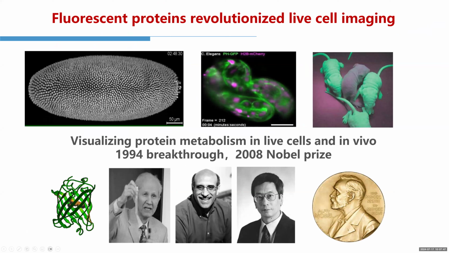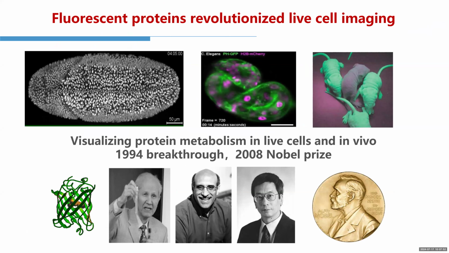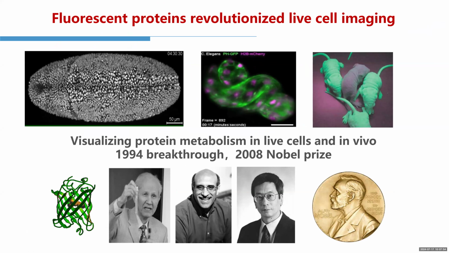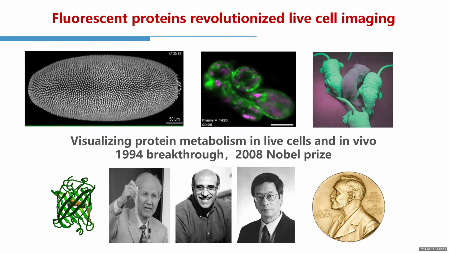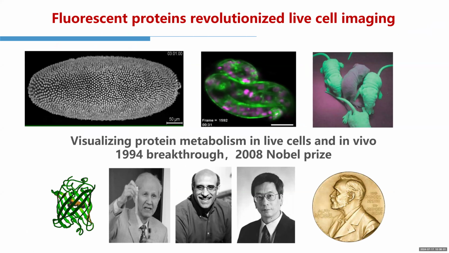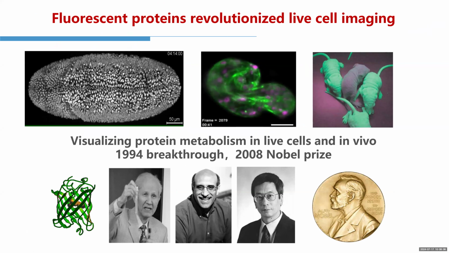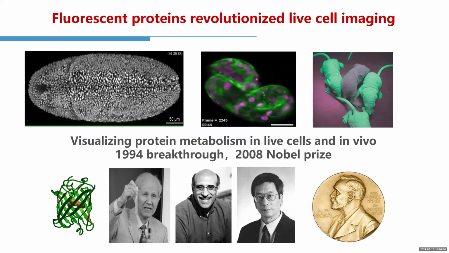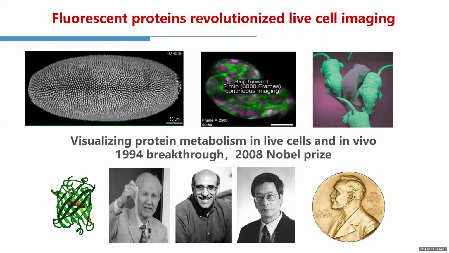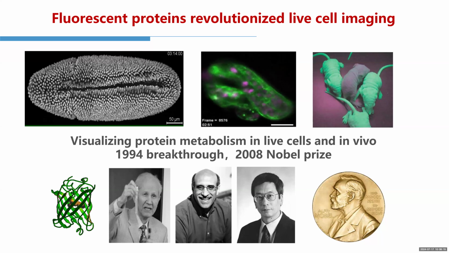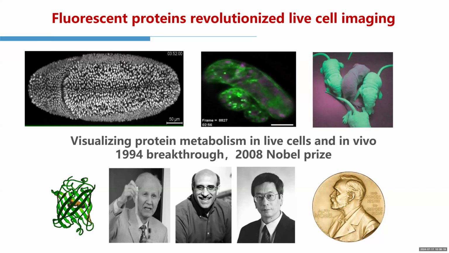So let me continue. As we all know, fluorescent proteins have been essential not only for the analysis of protein functions and dynamics, but also for the detection of ions, metabolites and protein interactions in living cells and in vivo. Since their first development in 1994, fluorescent proteins have been widely used and revolutionized living cell and living organism imaging. In 2008, fluorescent protein imaging methods were awarded the Nobel Prize.